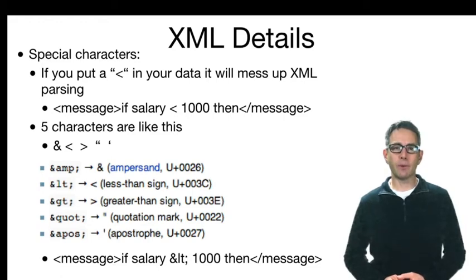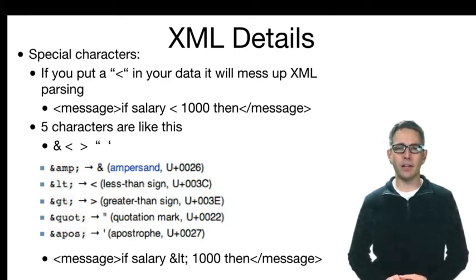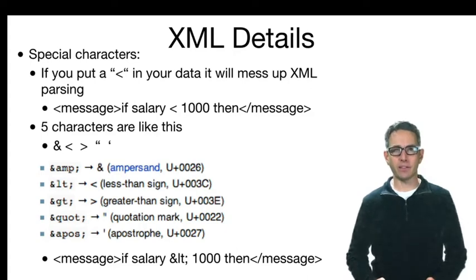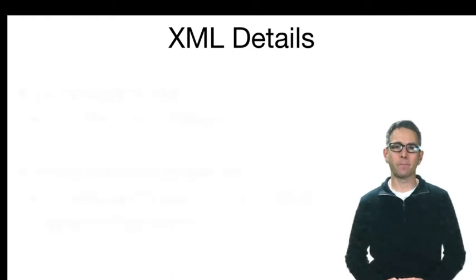So if we wanted to represent that if salary is less than 1,000 then message within the message tag, we'd have to do what we did at the bottom, where we say if salary ampersand LT semicolon, which gets converted into a less than symbol by the parser, 1,000 then message. That ampersand syntax doesn't confuse the parser into thinking that a tag has been begun.